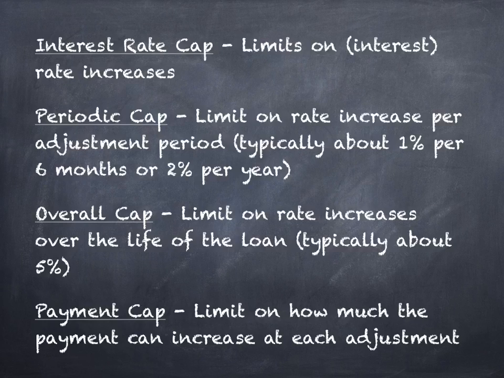The overall cap is the total limit that they're allowed to raise the interest rate on the life of the loan. So typically about 5%, so that 2% has the ability to turn into 7%. And we did a figure on a 7% something last time. Do you guys remember? That interest was a huge difference in interest when we did a 7% interest rate. So that's a big jump. The payment cap is the limit on how much the payments can increase in each adjustment.